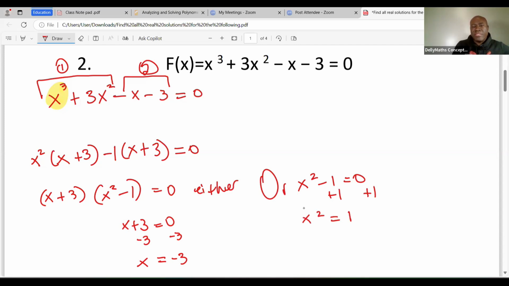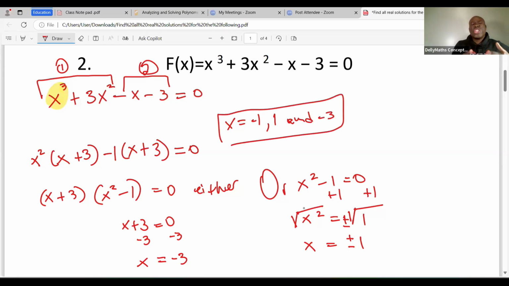Remember though that I'm going to have to take the square root so that I could get x alone, because I do have x squared. So I'm going to drop the square root here, which means I'm going to have to drop the square root over here as well. Remember when you drop the square root, it's going to be a plus or a minus. So x is equal to positive or negative 1. Now, if you want to write out all the solutions, here they are. x is equal to negative 1, 1, and negative 3. All right, so these are my 3 solutions.